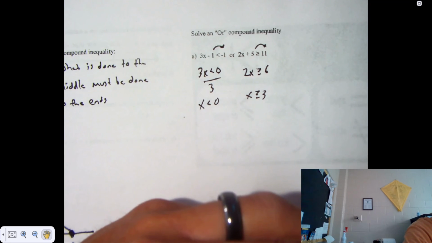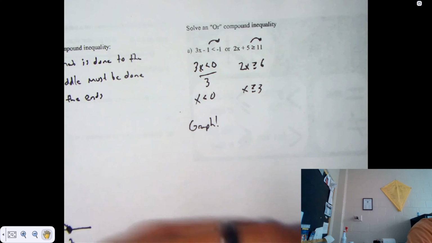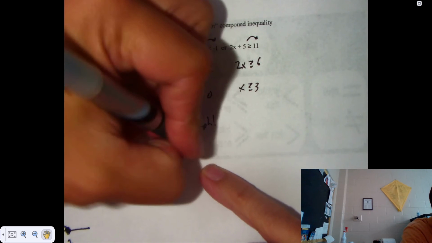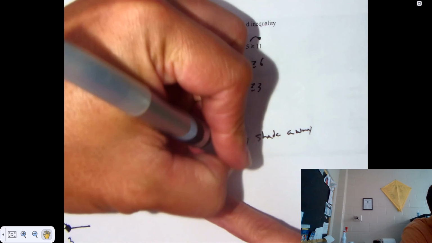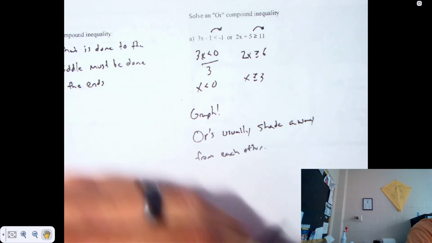This is an OR. How do ORs usually shade? Opposite, away from each other, okay? And the word is usually. So just remember ORs usually shade away from each other. I make 2 separate graphs, but they're still going the opposite way. That's fine, but if you ever take a quiz or test, it'll be one number line, because the idea is we want to put emphasis on the space in the middle. So they're usually together on the same one.